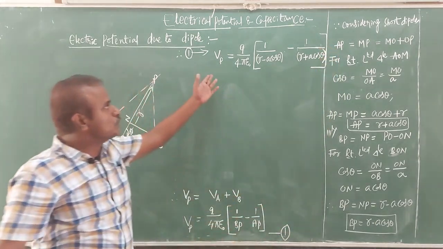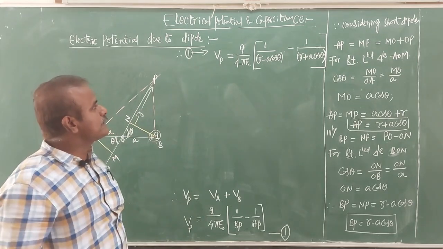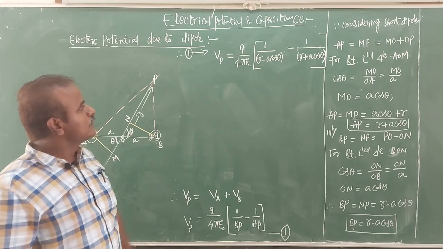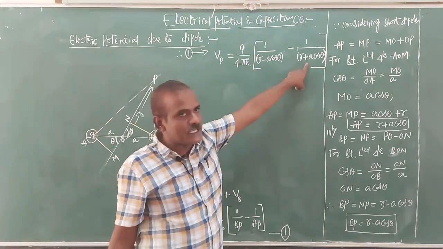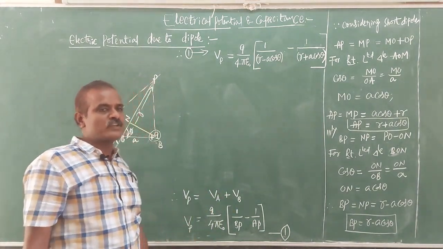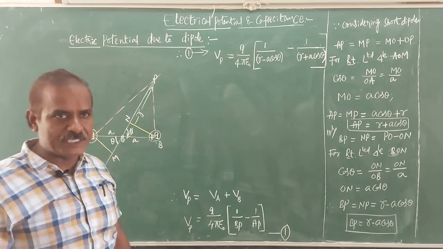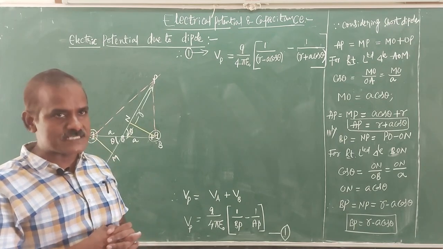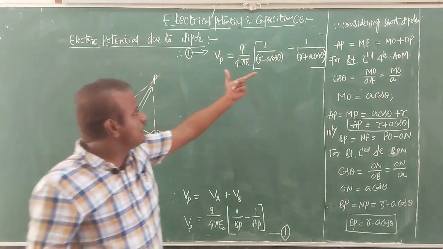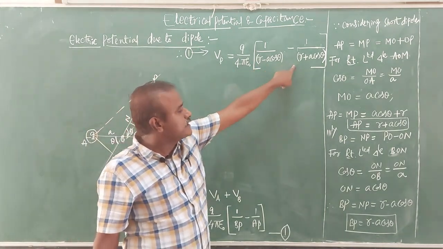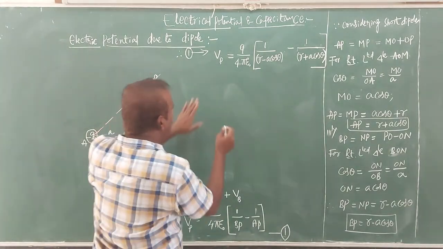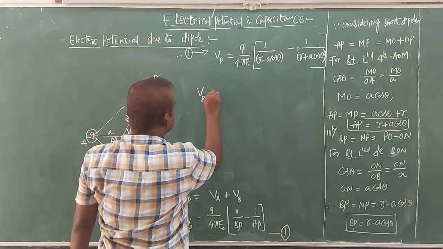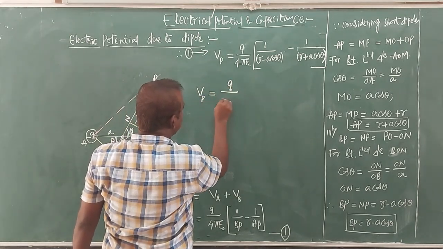You can also continue the calculation. This is a mathematical part now. Simplifying further, r minus a cos theta into r plus a cos theta. It is of the form a minus b into a plus b, and you know a minus b into a plus b is a square minus b square. That would be the LCM, r square minus a square cos square theta. Hope you understand this simplification part easily.